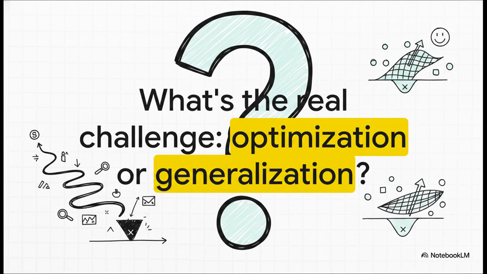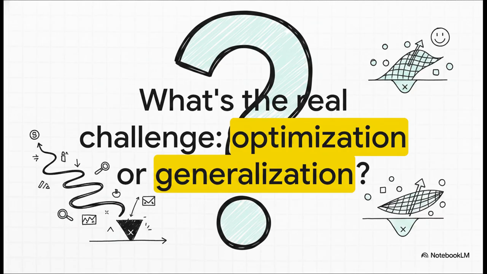So here's the thing. We've just spent all this time talking about our incredible toolkit for finding a minimum on that loss landscape. We know how to find the bottom. But here's the million-dollar question. How do we know the minimum we found is a good one? A minimum that will actually perform well on data it's never seen before?